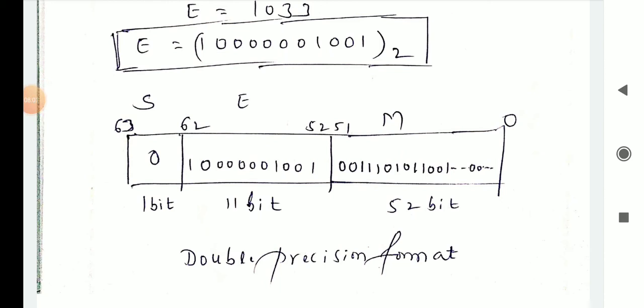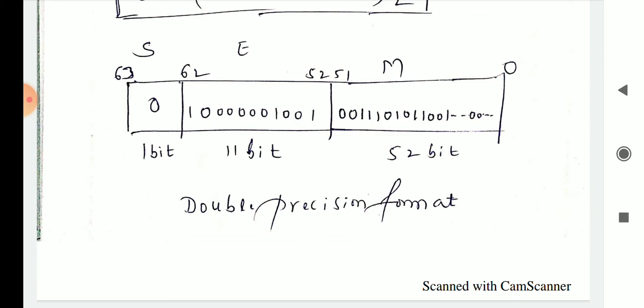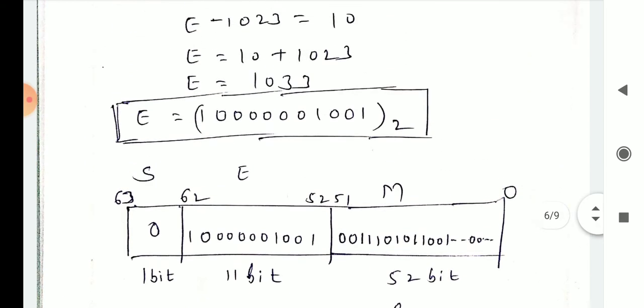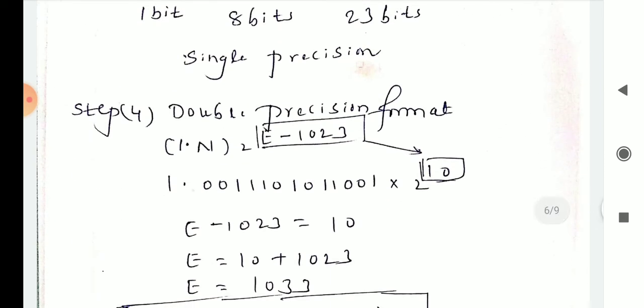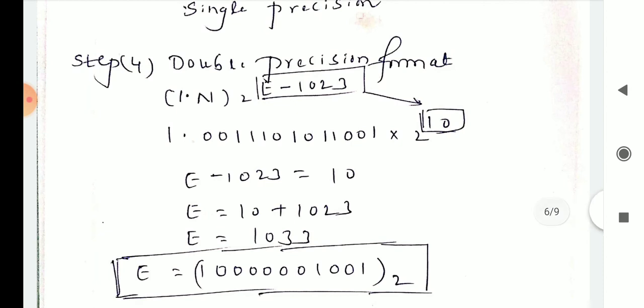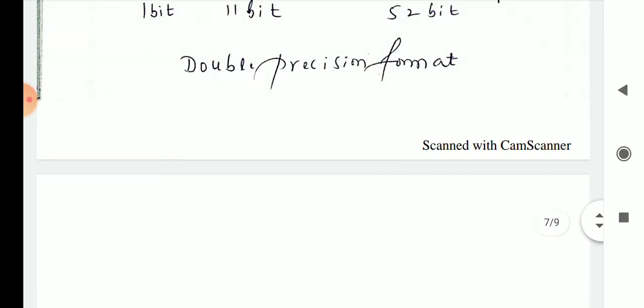So the mantissa is 52 bits. So 0 0 1 1 1 0 1 0 1 1 0 0 1. You can add the zeros in front of that one, otherwise you can show dot dot 0 0 dot dot dot. So this is the double precision format. Okay, so the only different thing is between single precision and double precision. In single precision you are going to take the formula 2 to the power of e minus 127, and in double precision you take e minus 1023. Okay, so I hope you people are understanding.